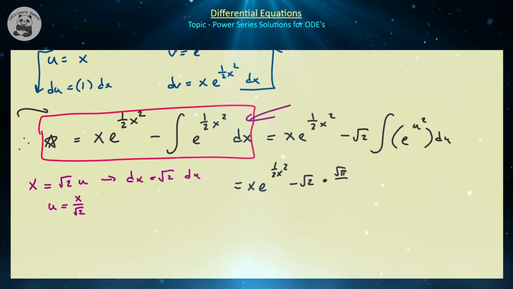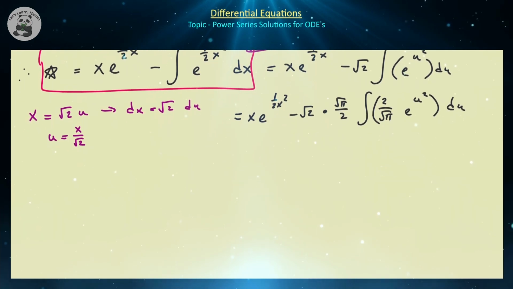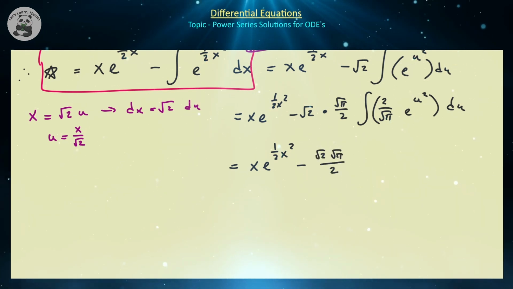So square root of pi over 2 and 2 over square root of pi, and then e to the u squared du. And then that'll allow me to switch directly into error function mode, right? So this is going to be equal to x e to the 1/2 x squared minus, and then we're going to have the square root of 2 times the square root of pi over 2, which is the same as the square root of pi over 2, all under the radical, but I'll switch that in a moment. But this is just the erfi function of u, right?